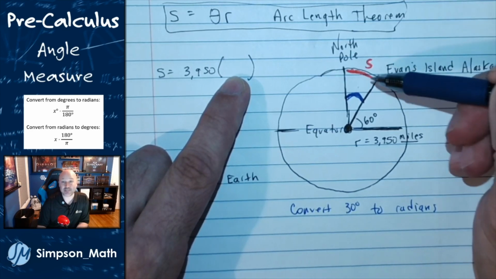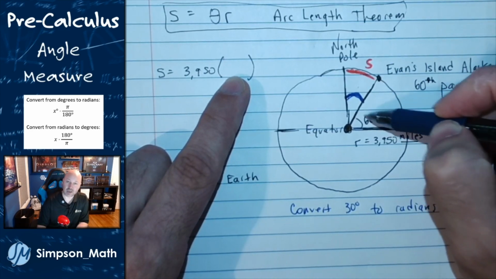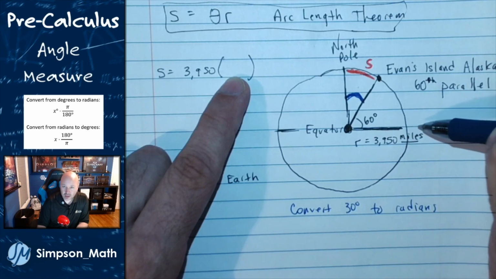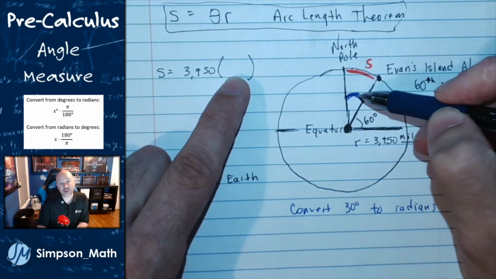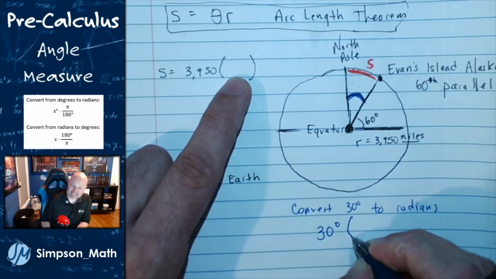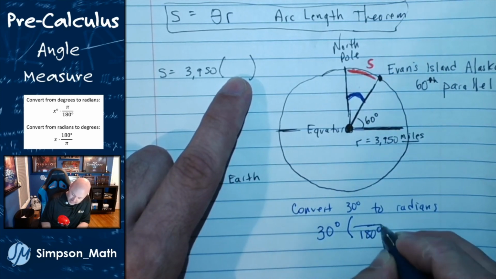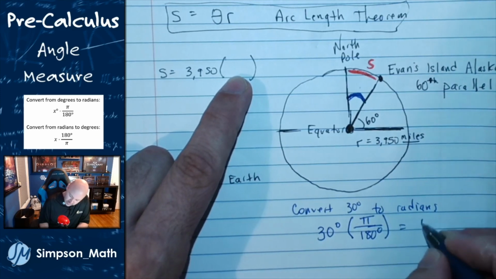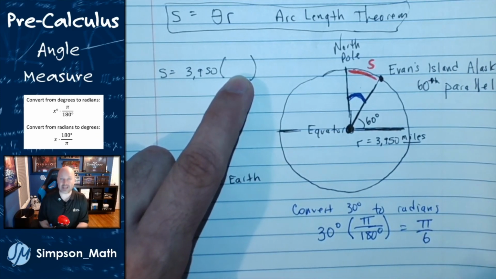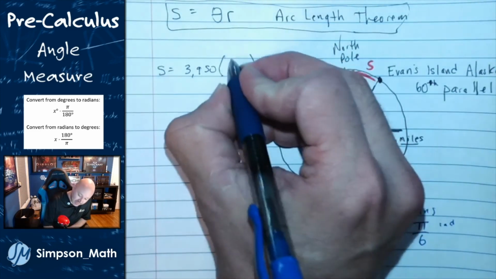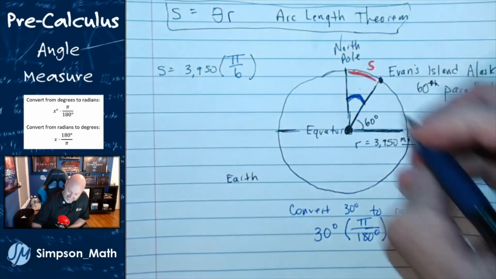Evans Island sits at the 60th parallel, making this angle 60 degrees. I'm more concerned with this angle, which makes a 90-degree relationship with the North Pole. So this is 30 degrees left over, but I need that in radians. So I think I've done this already. 30 degrees times, put the degrees down below to get rid of them, introduce the radians up top. 30 goes into 180 six times. So this is pi over 6 radians. 30 degrees is equivalent to pi over 6 radians. So I'm going to multiply by my theta, pi over 6.